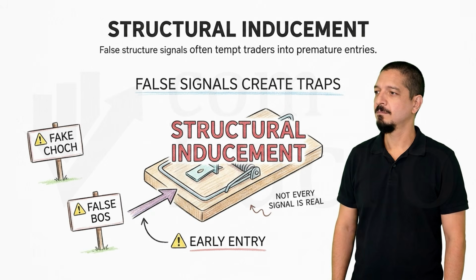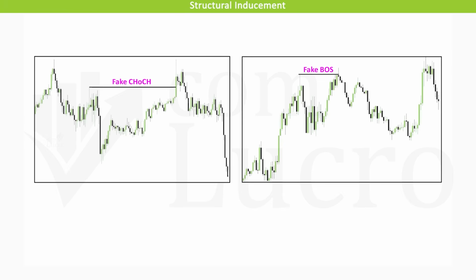Let's begin with structural inducement. Among all these variations, structural inducement is arguably the most important because it occurs directly within market structure and creates patterns that traders encounter almost every day. A structural inducement happens when price generates a false structural signal, such as a fake change of character or a misleading break of structure, encouraging traders to enter too early or position themselves in the wrong direction.